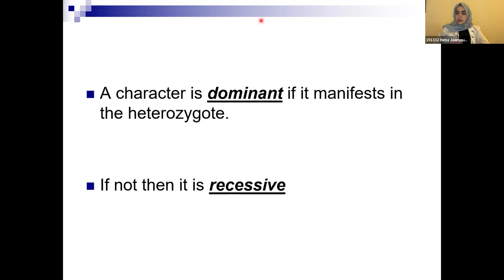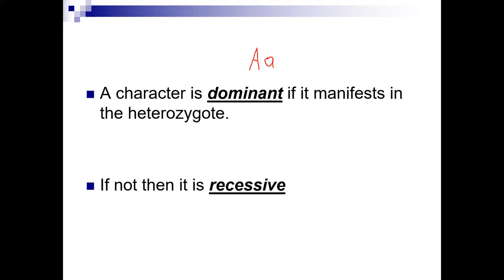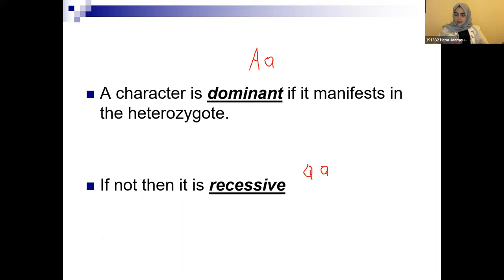So in other words, if you have something that looks like this, is this writing familiar to you guys? Is this a dominant or a recessive disease? Dominant. This is dominant. And if it's something like this, recessive. So what do we mean by those names, okay?